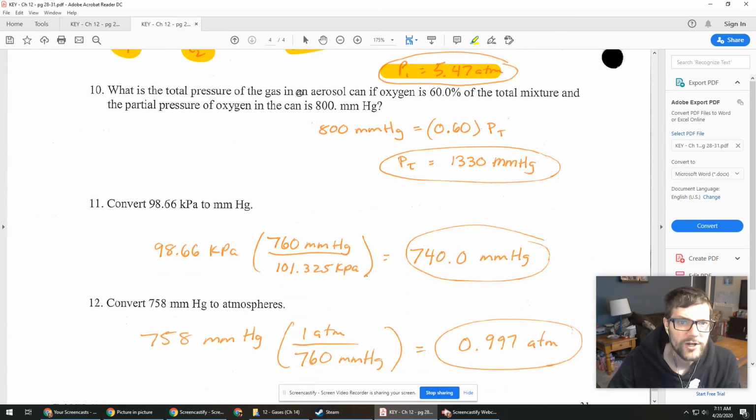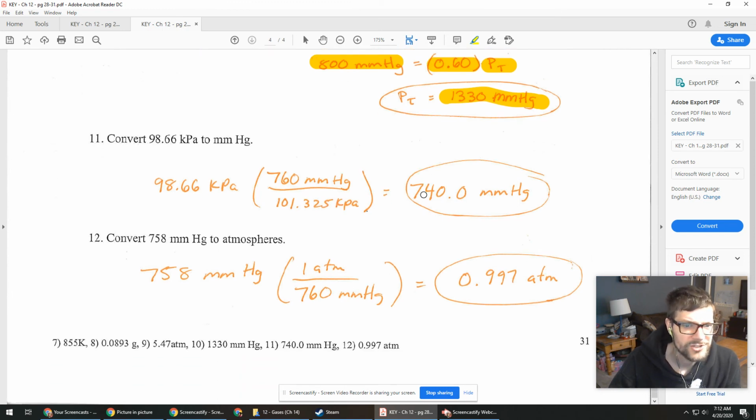What is the total pressure if 60% of the mixture, which is oxygen, is 800 mils? So if 60% of the total equals 800, then the total can be solved for by dividing 800 by 60%, or 0.6, and you'll get 1330 is the total. These percent ones are pretty easy to mess up, so just check that work and make sure that's how you approached it. A couple of conversions, I threw these on at the end just to make sure you're remembering how to do these.